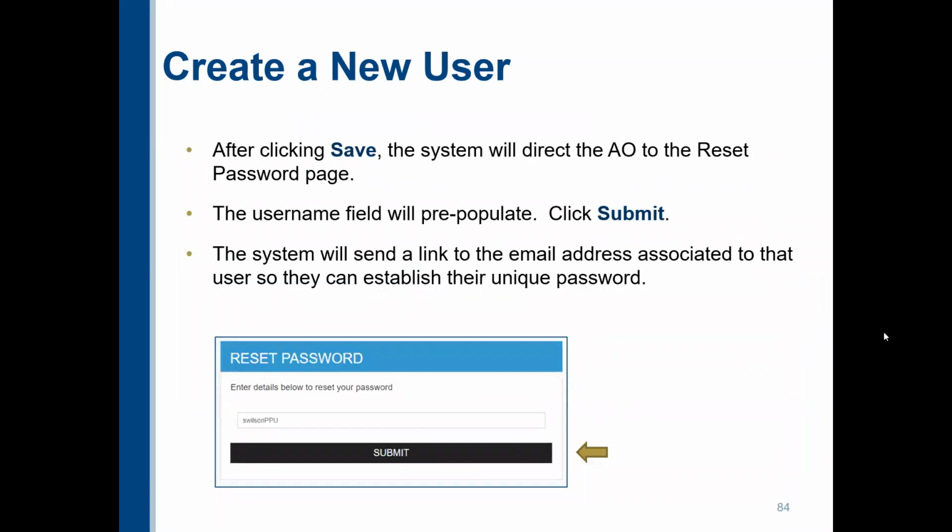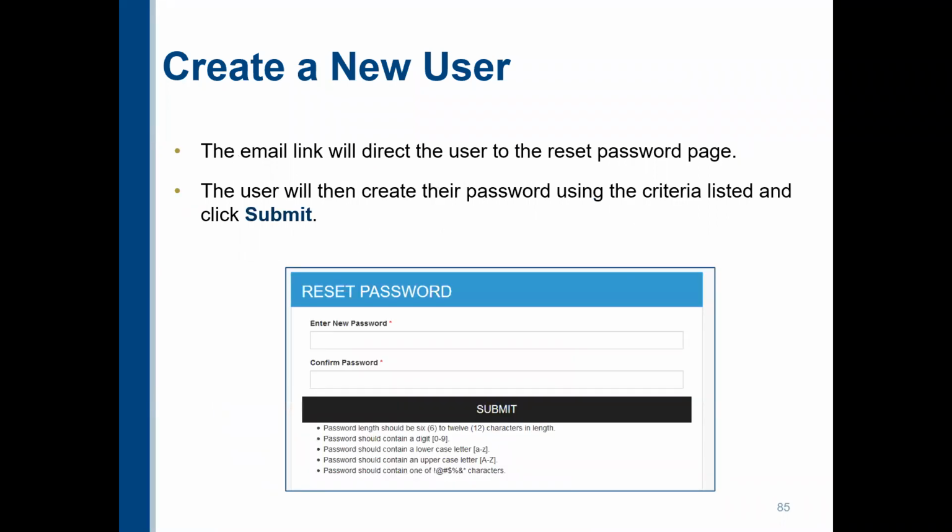After clicking Save, the system will direct the AO to the Reset Password page. The username field will pre-populate and you'll simply select Submit. When you do so, the system will send a link to that email address associated to this username, and then they will be able to establish their unique password. The email link will direct the user to this Reset Password page, and here are the rules I talked about earlier. This is the criteria that they will use to create their password, and then click Submit.